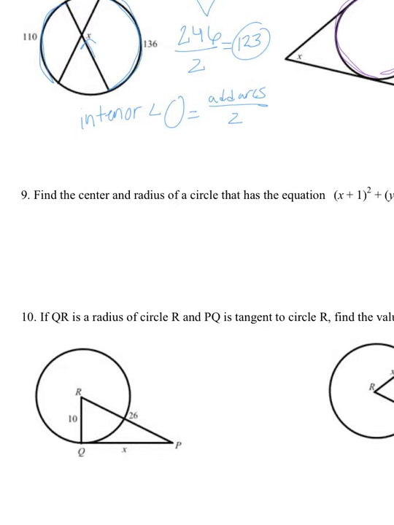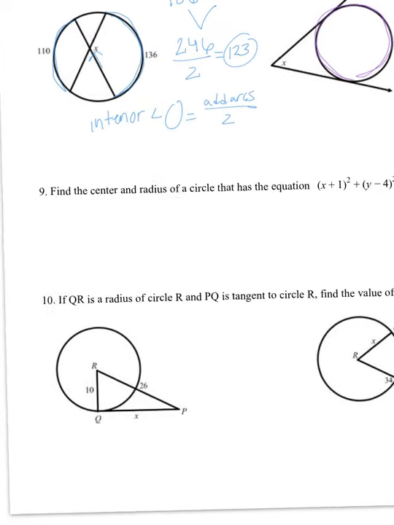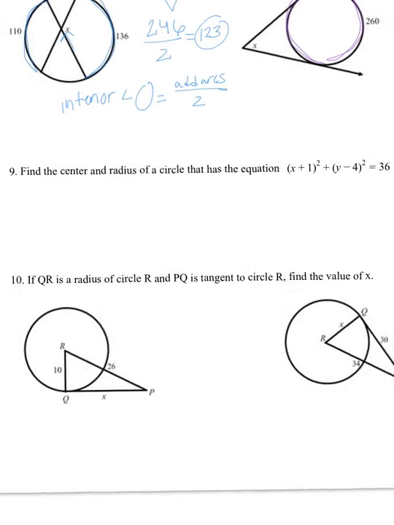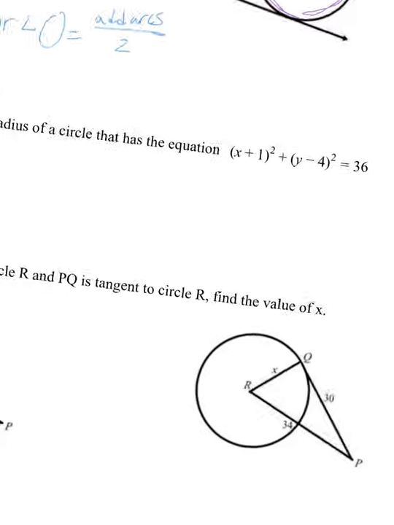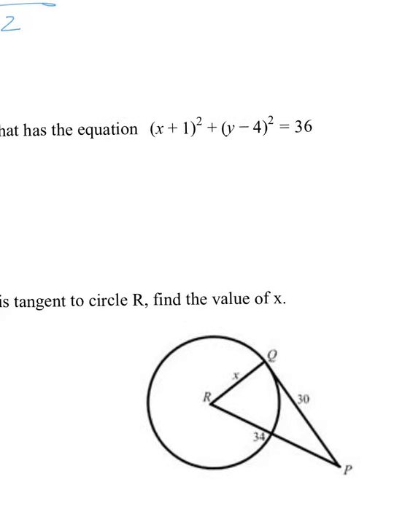Okay, so number 9 says, find the center and the radius of a circle that has the equation (x + 1)² + (y − 4)² = 36. So this follows the general model of a circle equation, which is (x − h)² + (y − k)² = r². So to find our center, all we have to do is take the opposites of these numbers, because if you notice it's x minus h and it's y minus k.